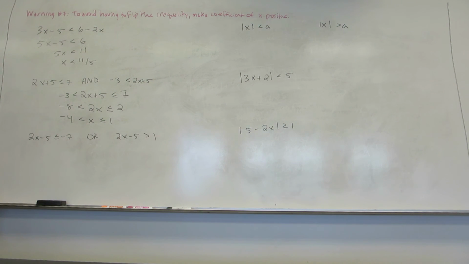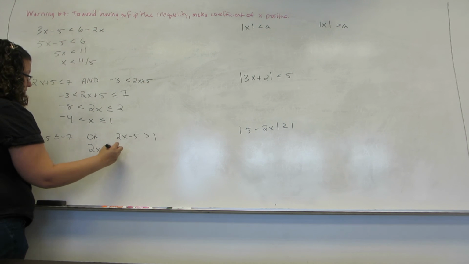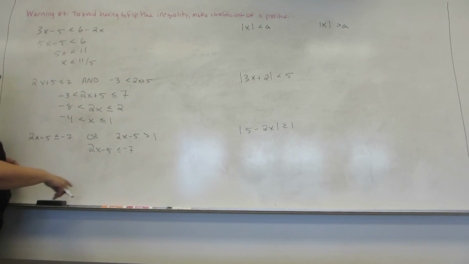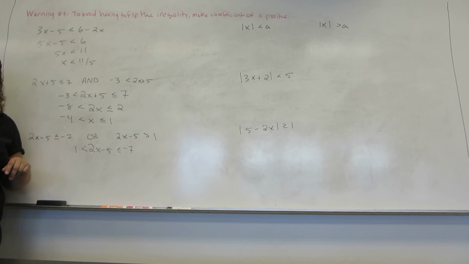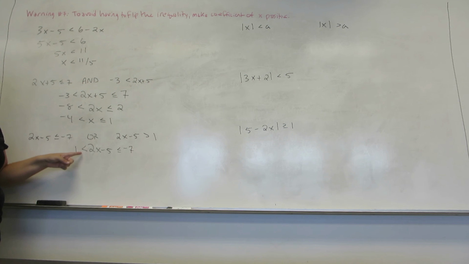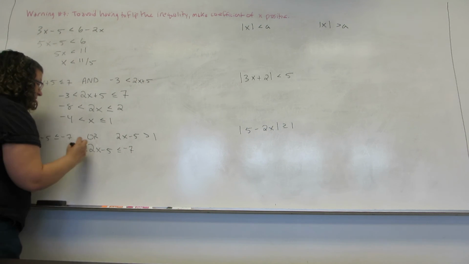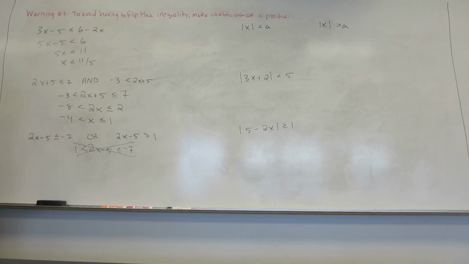Now, an or, if I tried that same trick, they both have the 2x minus 5. This says it's less than or equal to negative 7. This says it's greater than 1. And you say, well, why doesn't that work? Well, ignore the middleman for a minute. This says that 1 is less than negative 7. I don't know about you, but I have a problem with that statement. So we cannot combine them, and if we try to, we get nonsense. So these ones have to be solved separately.